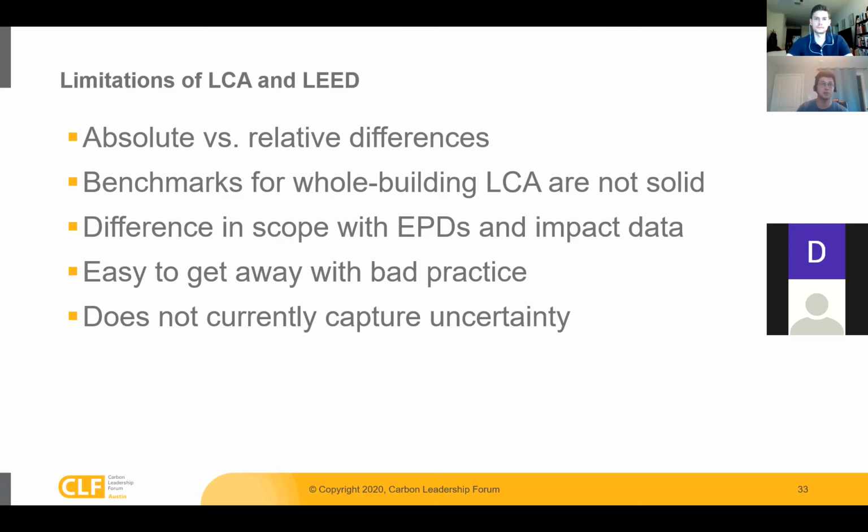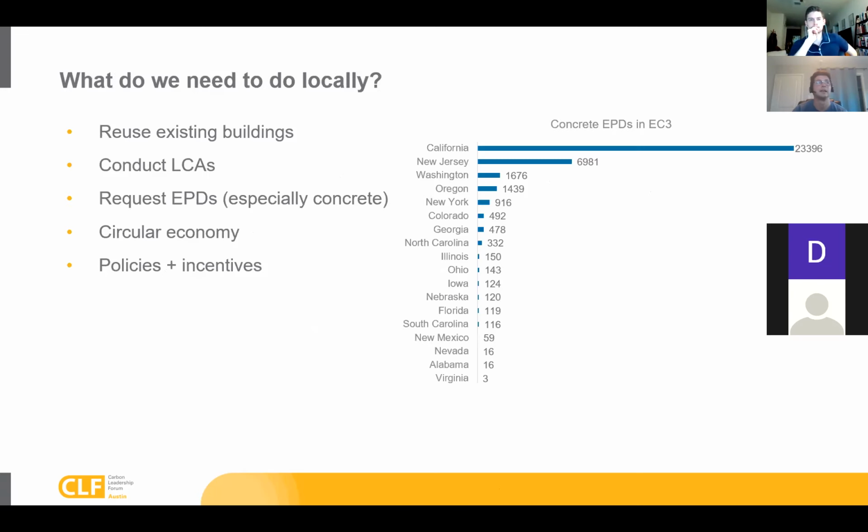And uncertainty isn't being captured, because we have these industry averages. Where's the uncertainty? What do we know about the transportation? What do we know about where these materials are coming from? Especially for something like an industry average, if that is coming from a bell curve, why aren't we seeing it as a bell curve? Those are some of the current limitations, but there are still things we can do.